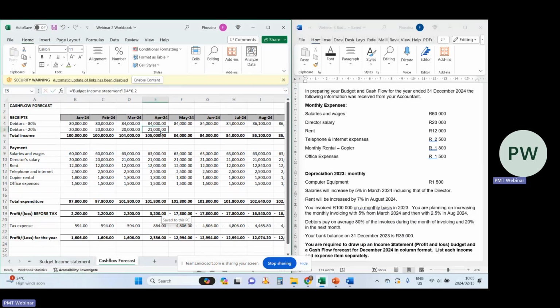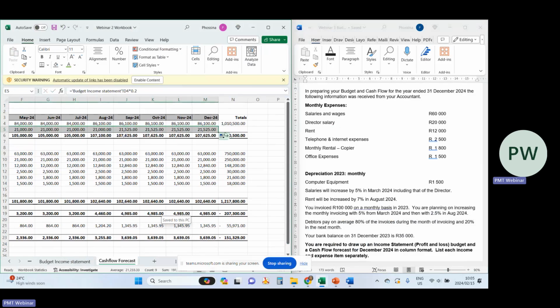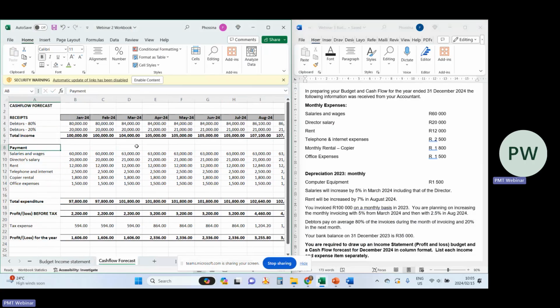Just like that, you do that to the end, then you copy the same formula, and then you do the totals. So this is the income that we are going to receive, 1261. And with our receipts, it's different.